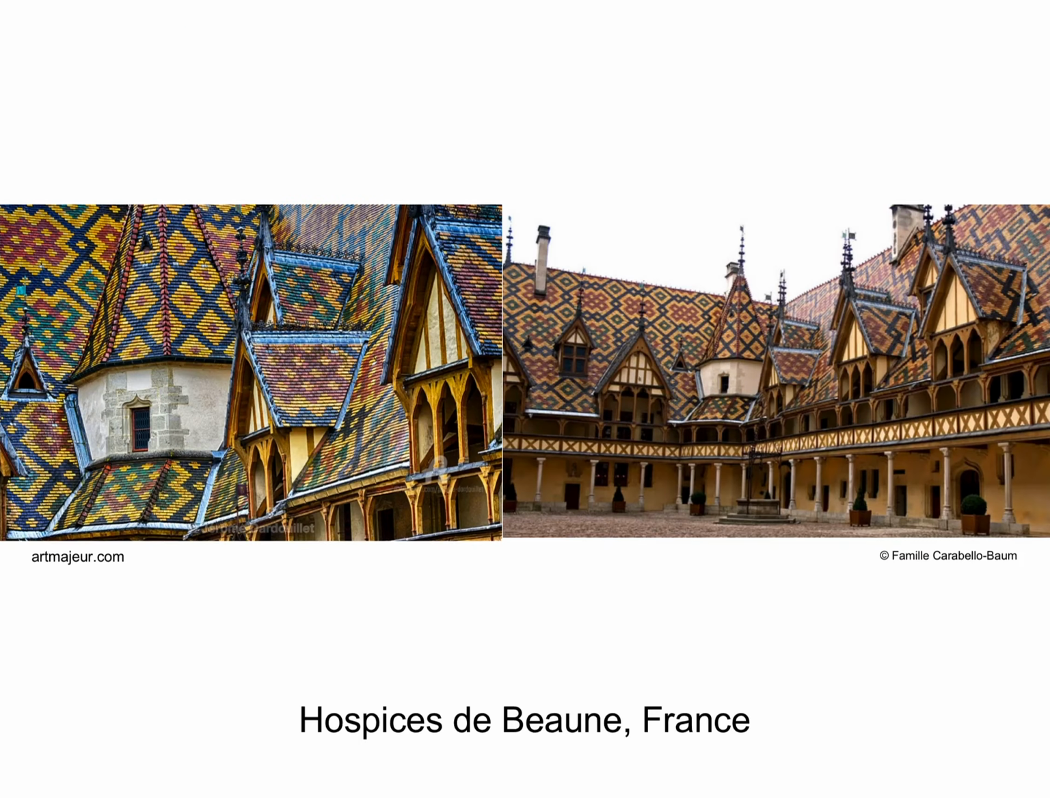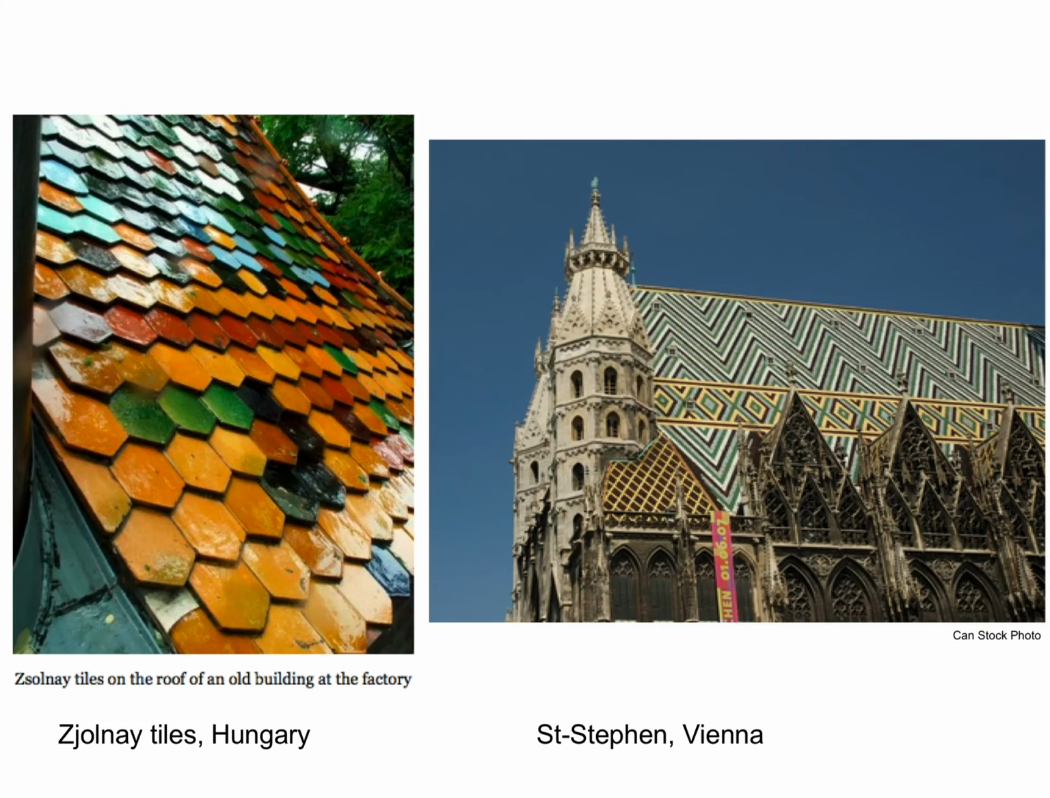In France, the Hospice de Beaune in Burgundy has one of the most extraordinarily beautiful polychrome roofs, and this dates from very late medieval, early Renaissance times in European chronology. Zsolnay tiles made in Hungary throughout the 18th, 19th, and 20th century and still made today, and the roof of the Cathedral St. Stephen in Vienna also demonstrate the use of polychrome tiles in an architectural context.